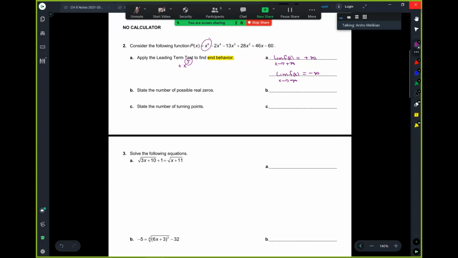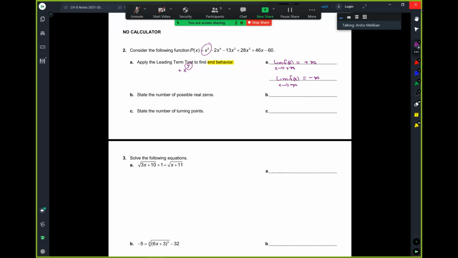Okay. State the number of possible real zeros. Well, remember, if the degree is 5, that's the highest exponent, then it has that many possible real zeros. Turning points, n minus 1, 4.